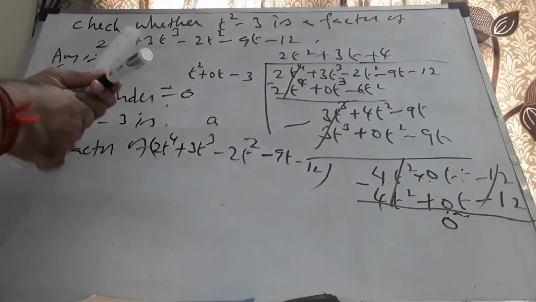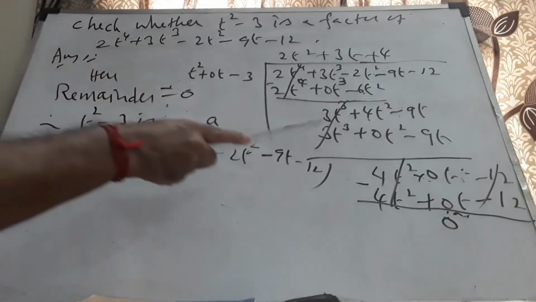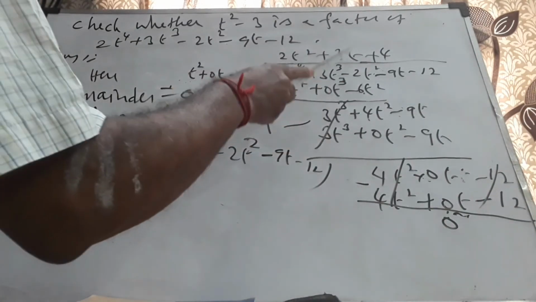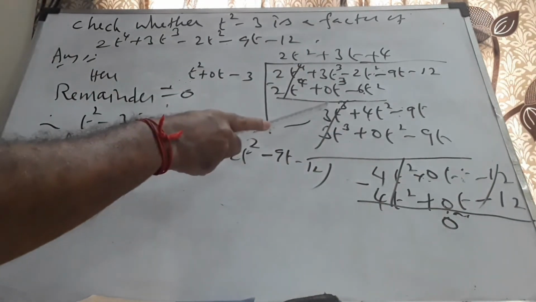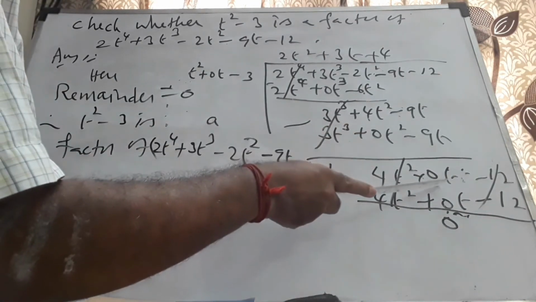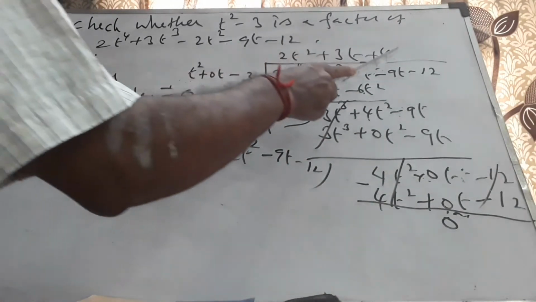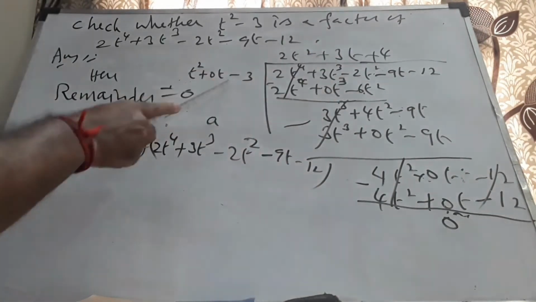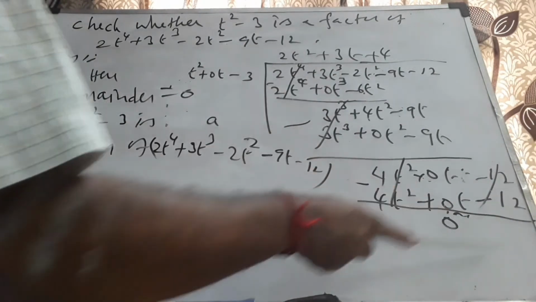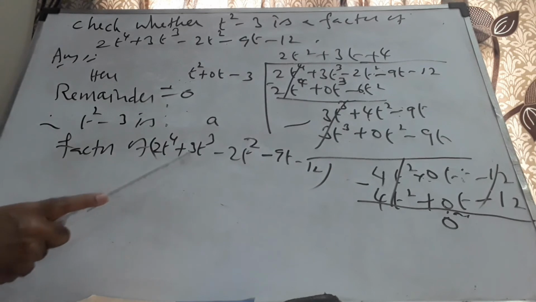Okay, just listen carefully. Now 3t cube by t square is 3t. 3t into t square is 3t cube plus 0t square minus 9t. Now this will go off, 4t square. Minus of minus 9t becomes 0t. With minus 12 is brought down. 4t square by t square is 4. 4 into t square is 4t square. 0t minus 12. Everything gets cancelled. Here the remainder is 0. Now t square minus 3 is a factor of so and so.